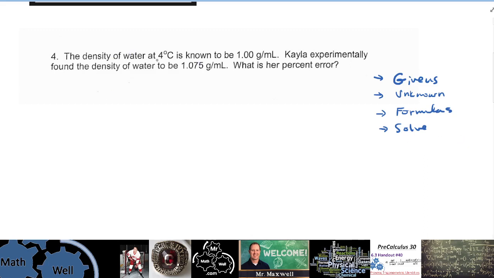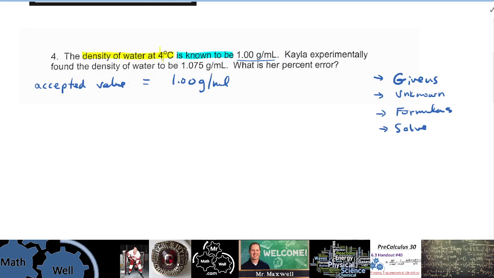The density of water at 4 degrees is known to be this value right here. So the accepted value, okay, this is accepted, is 1.00 grams per milliliter. All right, does everyone understand that this is the accepted value here? The density of water is known to be. There we go, that's our accepted value. Now, this 4 degrees, I'll talk about this 4 degrees in a bit, but this is just the density of water at 4 degrees. This is the situation we're talking about.